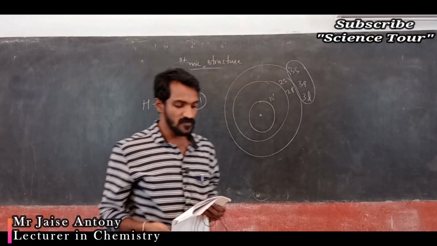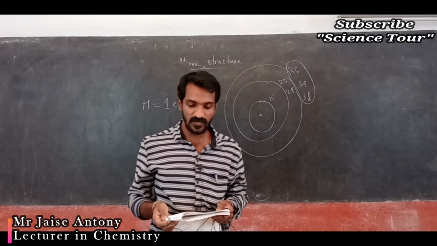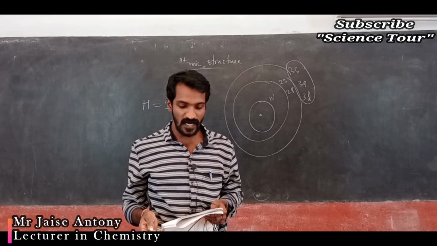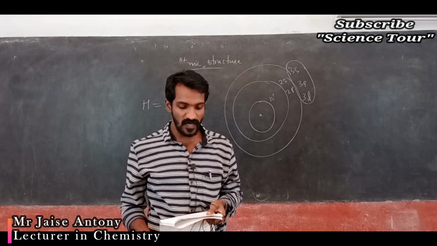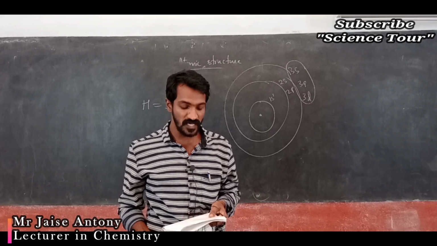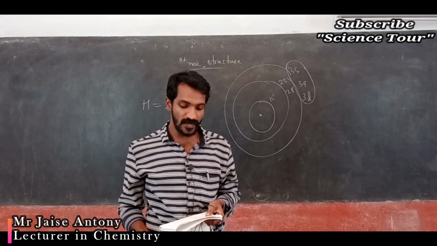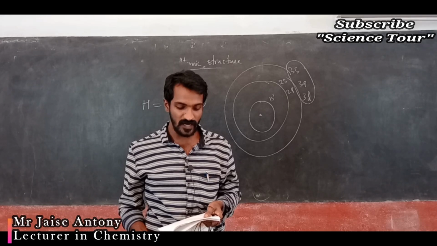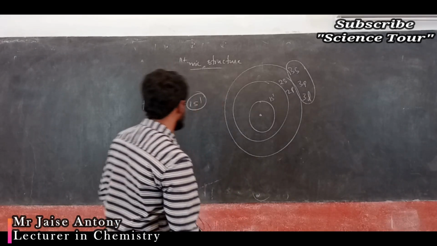Next question is, which of the following statements in relation to the hydrogen atom is correct? Option A is given: 3s, 3p, 3d orbitals have the same energy. Option B: 3s and 3p orbitals are lower in energy than the 3d orbital. Option C: the 3p orbital is lower in energy than the 3d orbital. Option D: the 3s orbital is lower in energy than the 3p orbital. My dear students, it is very confusing.